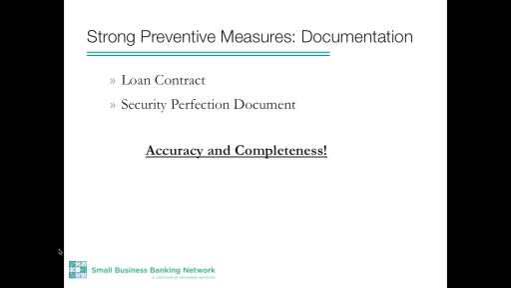If you need to liquidate security, for example, if there are errors in the description and in the terms and condition, then you will be in a very disadvantaged position. So accuracy and completeness is very critical in preventing your institution from having delinquency problems.